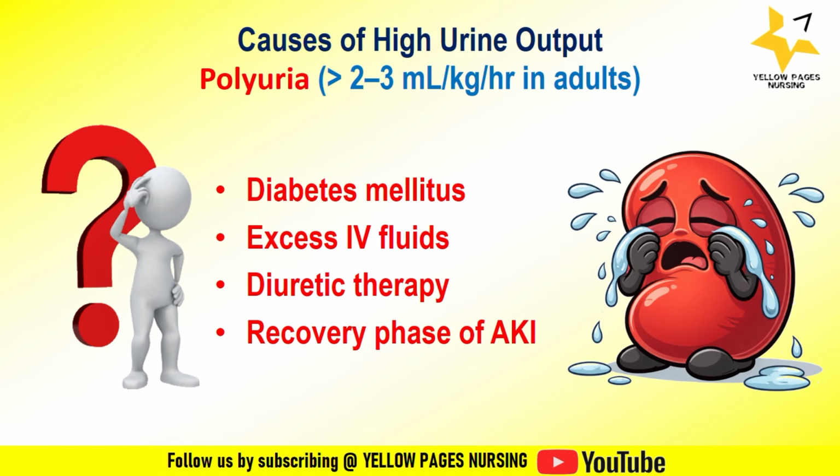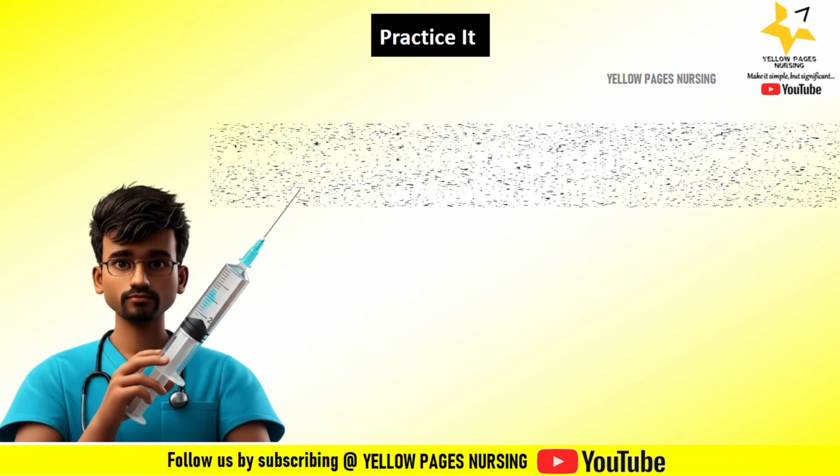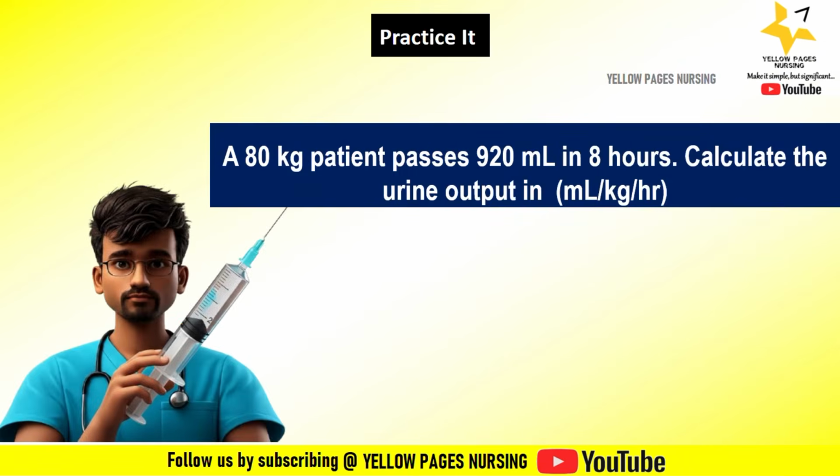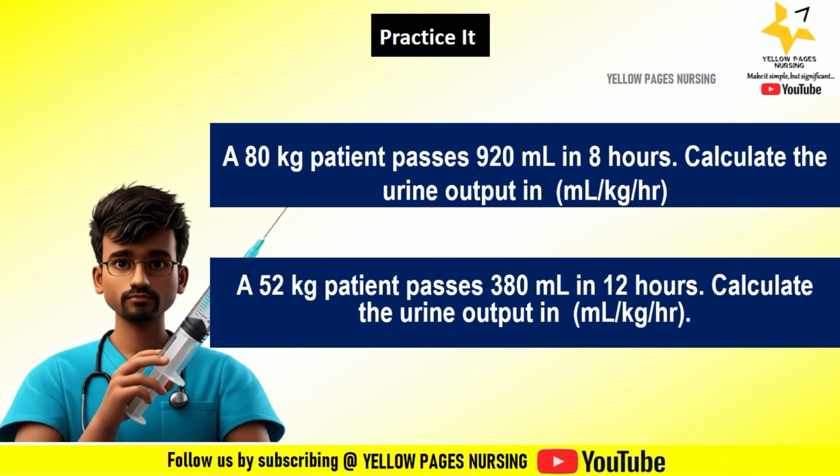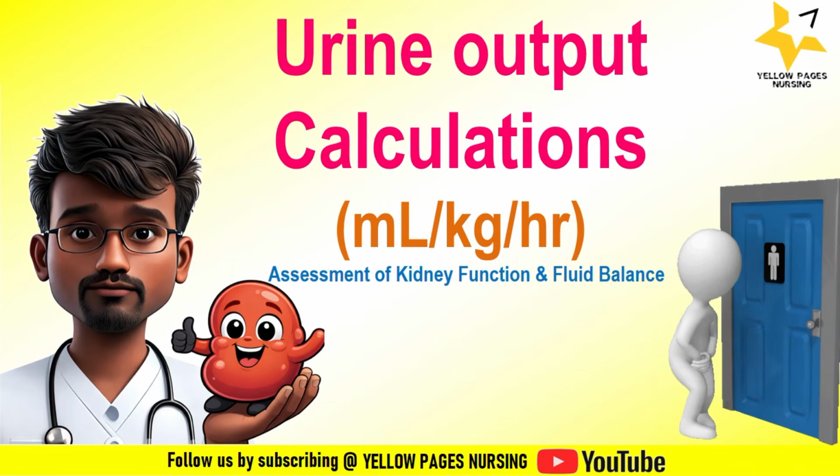Here are a few examples for your practice. A 80-kilogram patient passes 920 ml urine in 8 hours. Calculate the urine output in ml per kg per hour. And the next one is a 52-kilogram patient passes 380 ml in 12 hours. Calculate the urine output in ml per kg per hour. You can practice these questions and mention the answers in the comment box. So here we go with urine output calculation in ml per kg per hour.